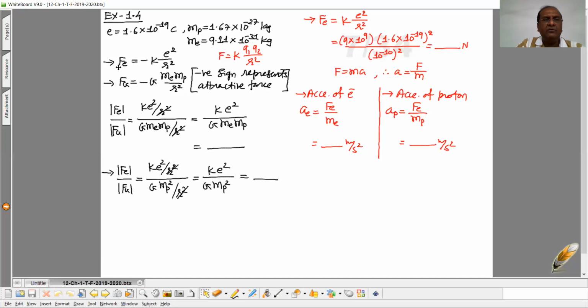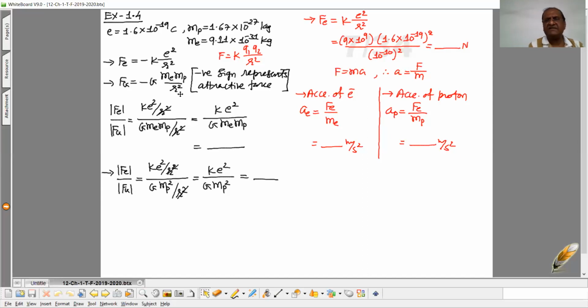Okay. Now, electric force between electron and proton. The charge of the electron is minus e, the charge of the proton is e, and the force will be attractive. Attractive force is represented with a negative sign and repulsive force is represented by a positive sign. So Fe, the electric force, is minus k e square upon r square. And the gravitational force between proton and electron we can write as minus G me mp upon r square.